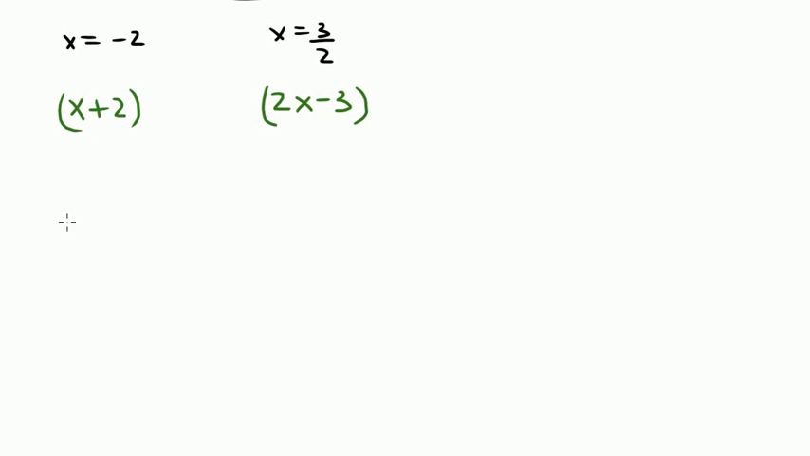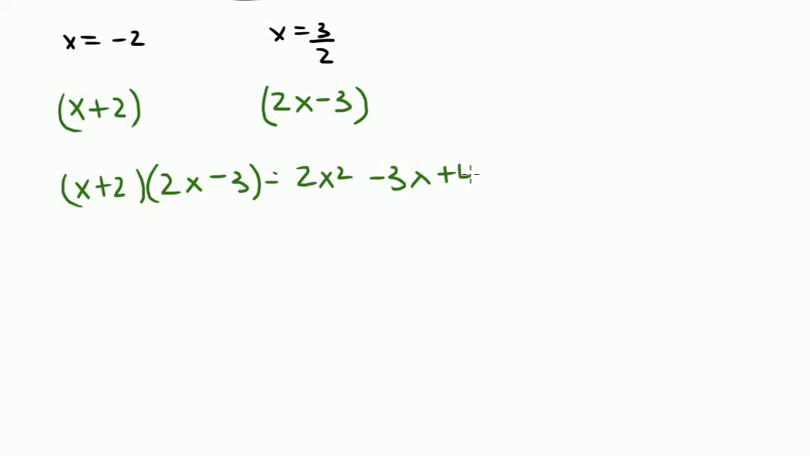Now we just have to multiply these to get our equation. So x plus 2 by 2x minus 3. We get 2x squared minus 3x plus 4x minus 6 equals 0. And when we simplify, we get 2x squared plus x minus 6. And that's it.